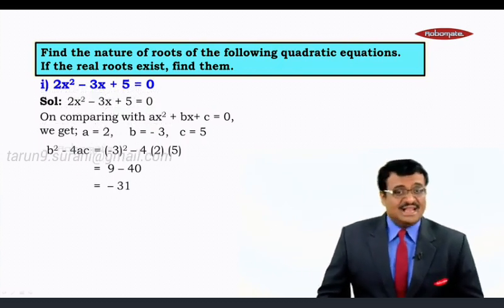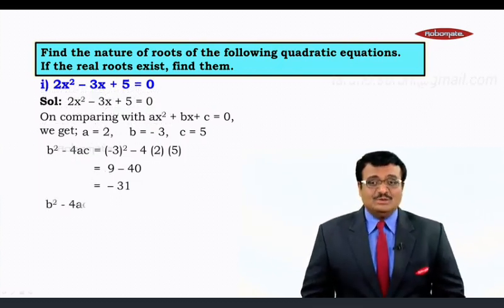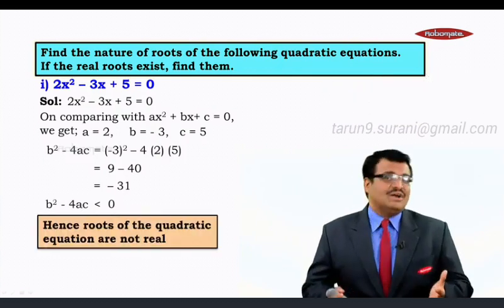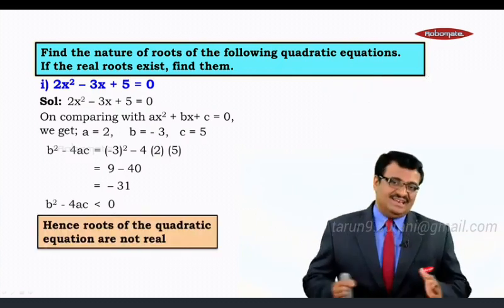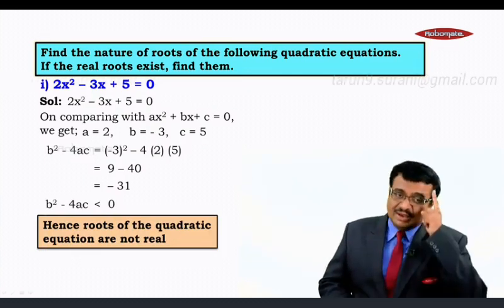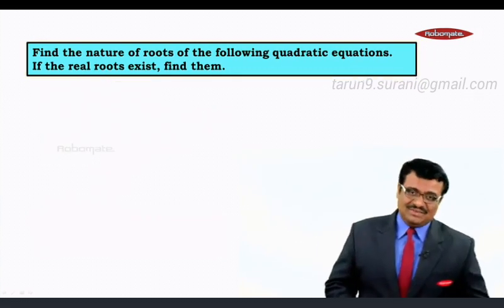And b square minus 4ac comes out to be negative. So what is your conclusion? Since b square minus 4ac is less than 0, the roots of the quadratic equation are not real, right? So no need to solve it further. You only have to solve it if the equation has real roots.